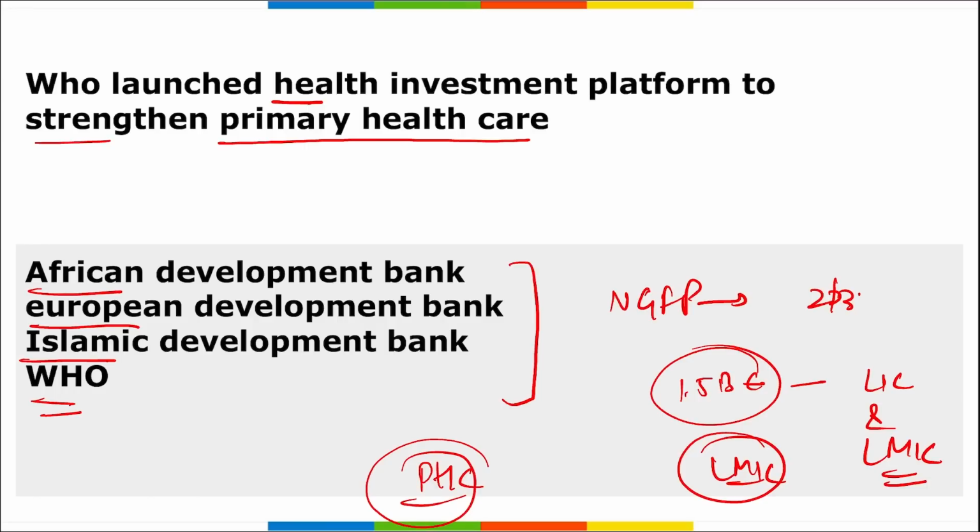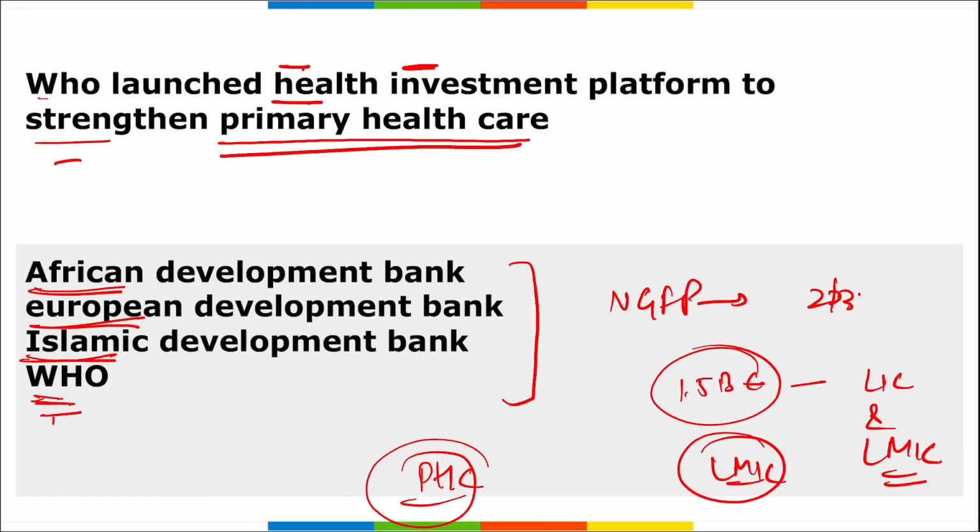WHO will act as the Health Impact Investment Platform Policy Coordinator for financing and decisions aligned with national health priorities and strategies. The platform's secretariat will support governments to develop national health and prioritized primary health investment plans. So coming back, remember who launched this health investment platform to strengthen primary healthcare? It is the African Development Bank, European Investment Bank, Islamic Development Bank, along with WHO.